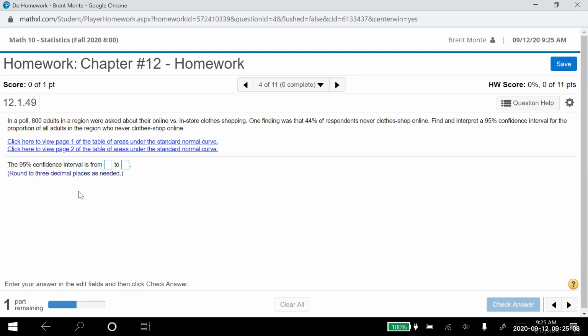What we need are some of these numbers. I'm going to jot down, we have 800 adults. That's n, so n is 800. And they tell us 44% never shop online. Okay, so let's see what we need to do. Notice it says click here to view page 1 of the table of areas under the standard normal curve. No, we're going to have StatCrunch help us out. So don't click there, it's going to throw you off. If you click on help me solve this, it's going to lead to how to use the table. We don't want to do that. We want to use StatCrunch.